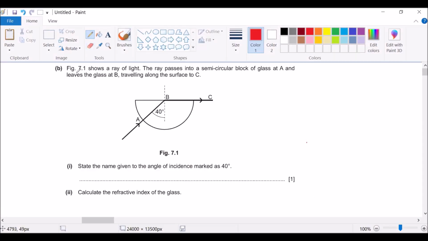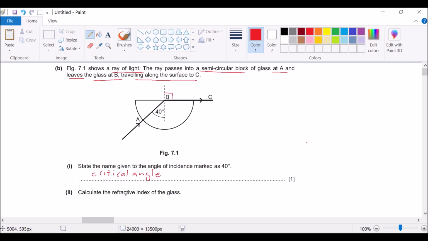Now let's look at this question. Fig 7.1 shows a ray of light. The ray passes into a semicircular block of glass at A and leaves the glass at B, traveling along the surface to C. State the name given to the angle of incidence marked as 40 degrees. We can see that the ray has been refracted at 90 degrees to the normal along this flat surface, so this angle is called the critical angle.